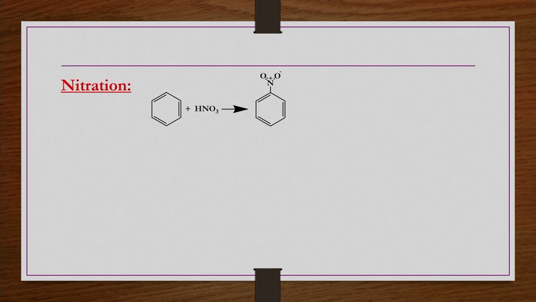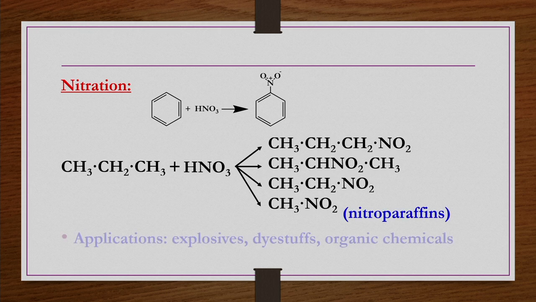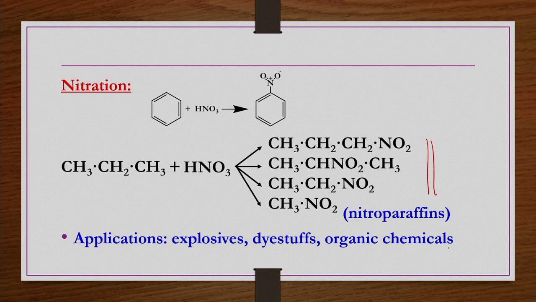Similarly, nitration reaction, let us say you have a benzene ring reacting with nitric acid, then you get nitrobenzene. Similarly, you have other linear organics, let us say here we are having n-propane reacting with nitric acid, then we get nitroparaffins like this. Different products are possible depending on the conditions, etc. Applications are explosives, dyestuffs, organic chemicals.